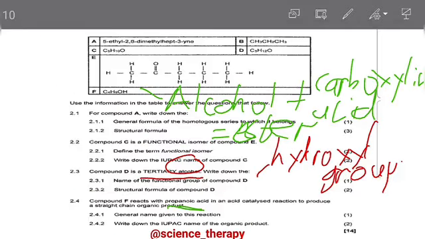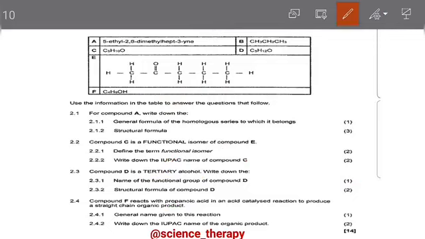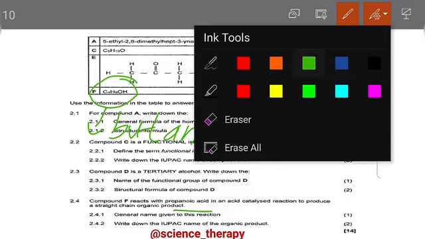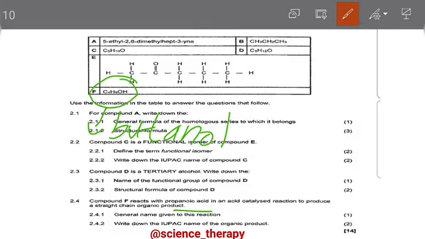Now 2.4.2 says write down the IUPAC name of the organic product. Now let's see what is taking place here. We are reacting this with propanoic acid, but first we want to understand what alcohol this one is. So let's give the name of this alcohol. It has four carbon atoms. That means that's butanol. So that's butan 1-ol, because we know it's always primary alcohols that form esters.